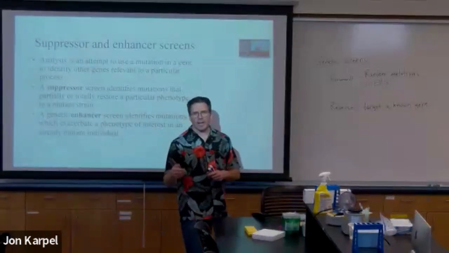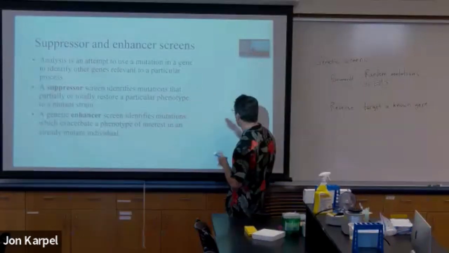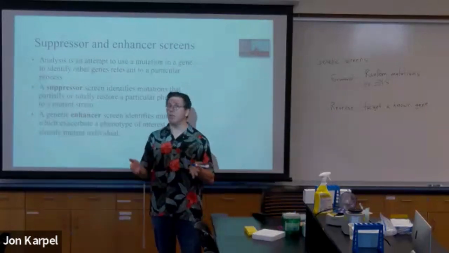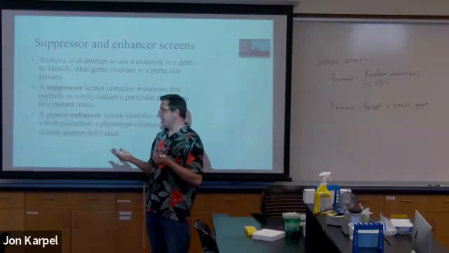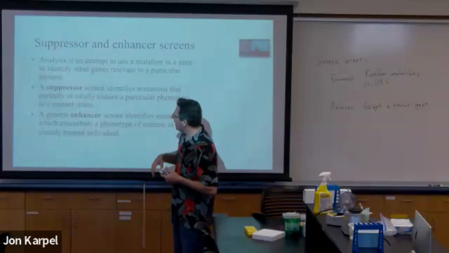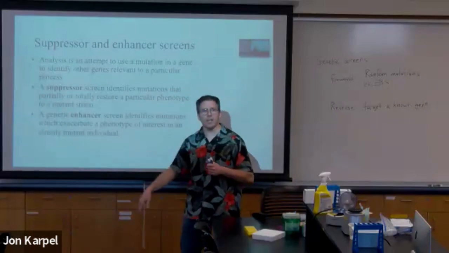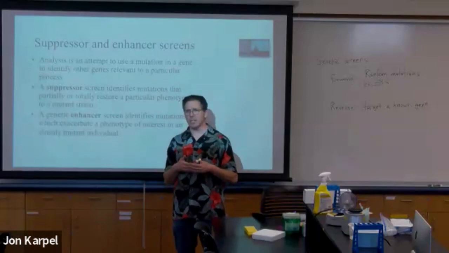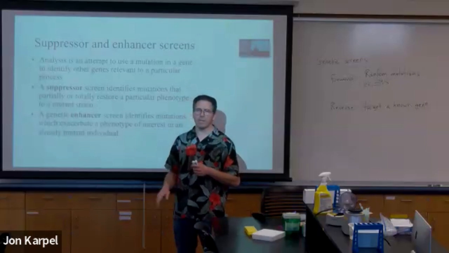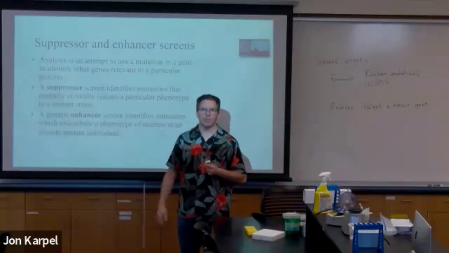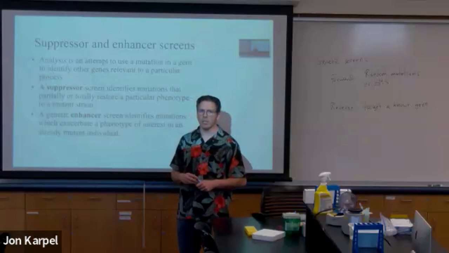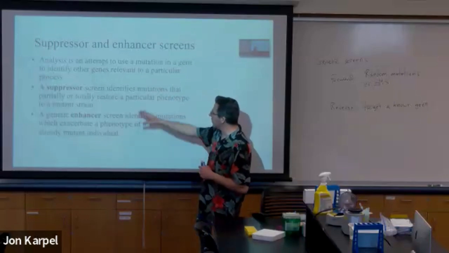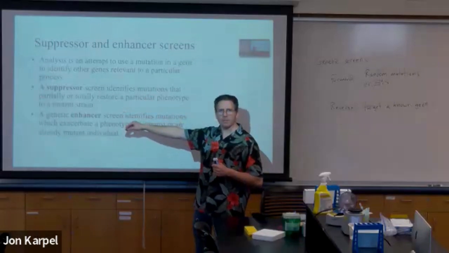Now, suppressor and enhancer screens go along with these. Sometimes you mutate a gene and you don't see a phenotype, either through forward or reverse genetics. So sometimes it's nice to do these other screens, and you can typically pick up mutations in other genes that may not show a phenotype by themselves. They may only show a phenotype when combined with other genes. So two typical ways to do this are a suppressor screen and an enhancer screen. They pick up different types of mutants.